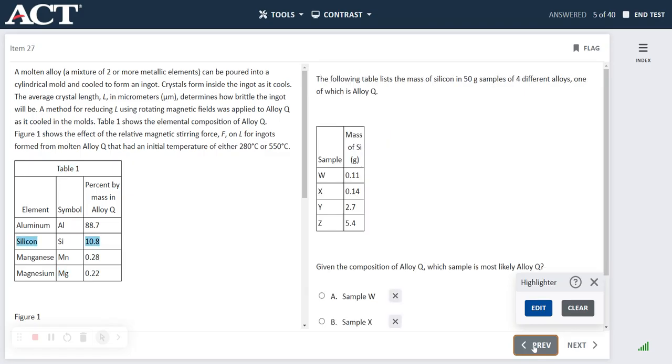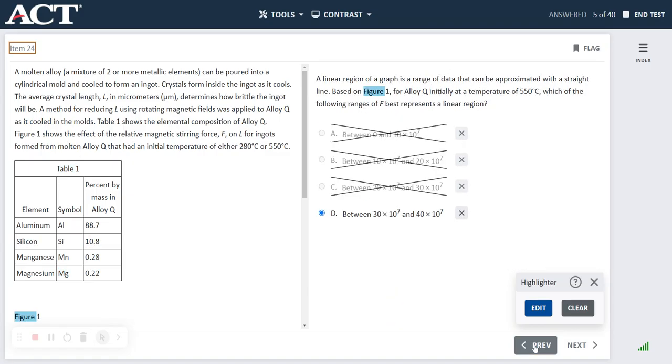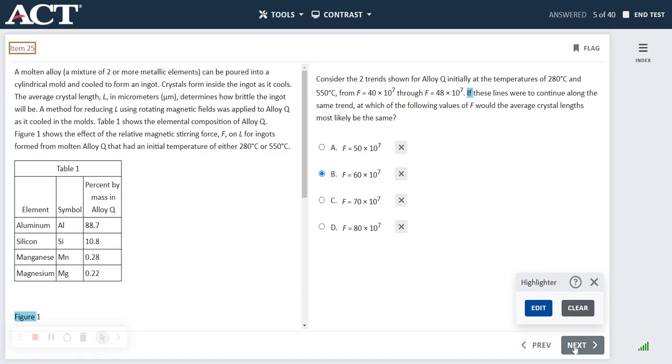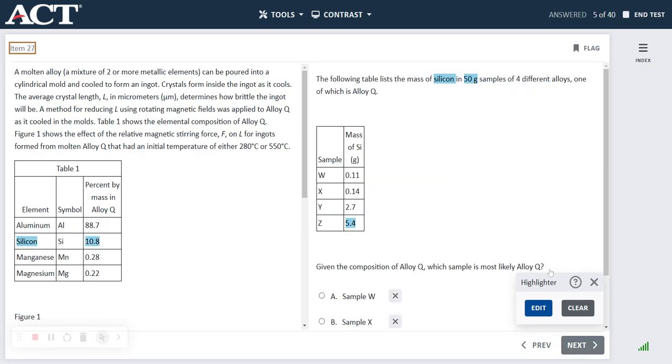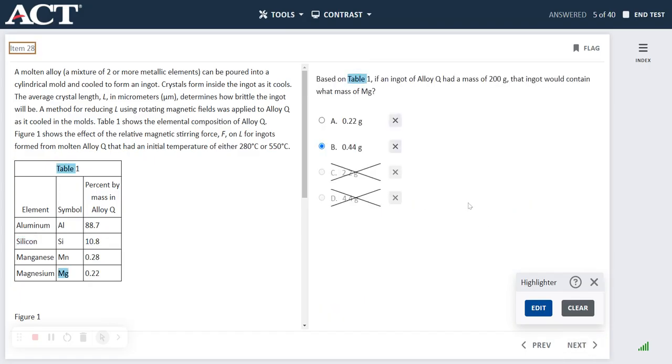So let's review our answers. 24 is D. 25 is B. 26 is D. 27 is D. And 28 is B. All right, reach out if you have any questions.